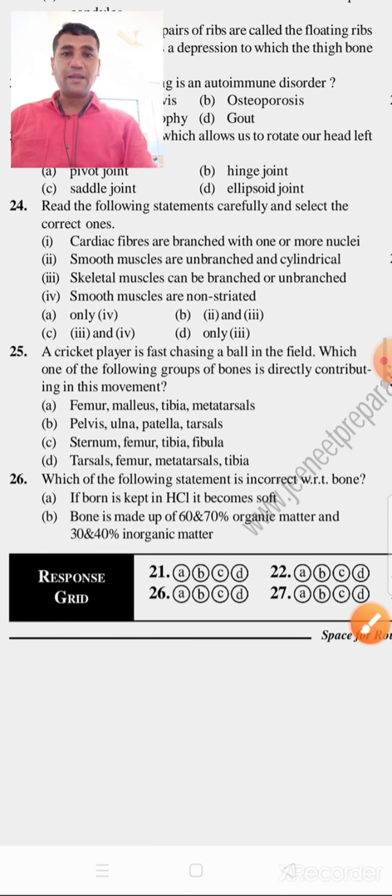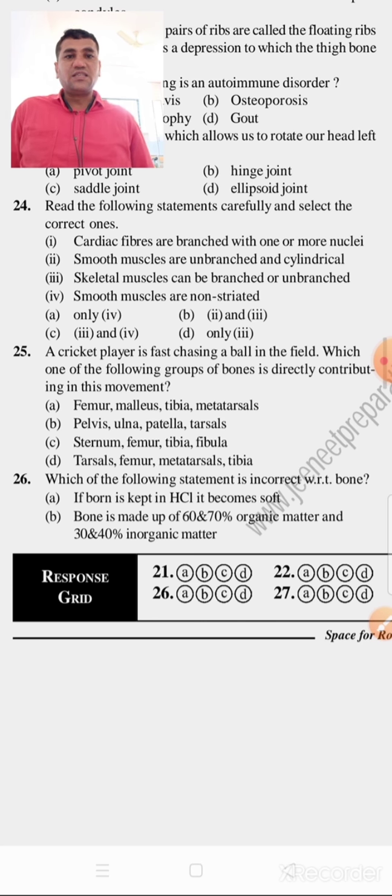A cricket player is fast chasing a ball in the field. Which one of the following groups of bones is directly contributing in the movement? Femur, malleus, tibia, metatarsals, pelvis, ulna, patella, tarsals, sternum, femur, tibia, fibula, tarsals, femur, metatarsals, and tibia.